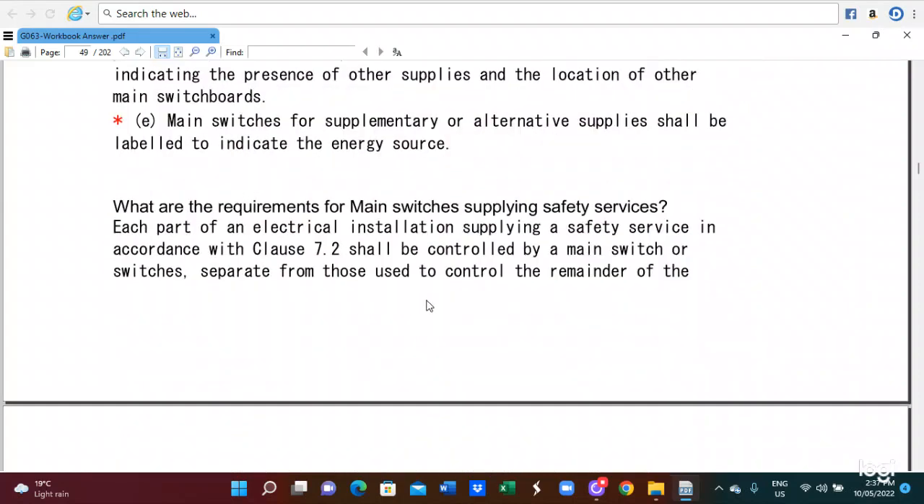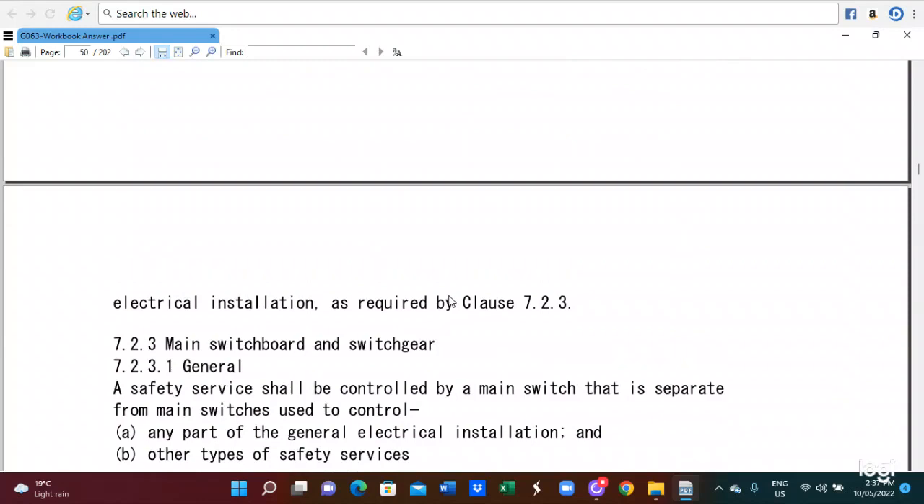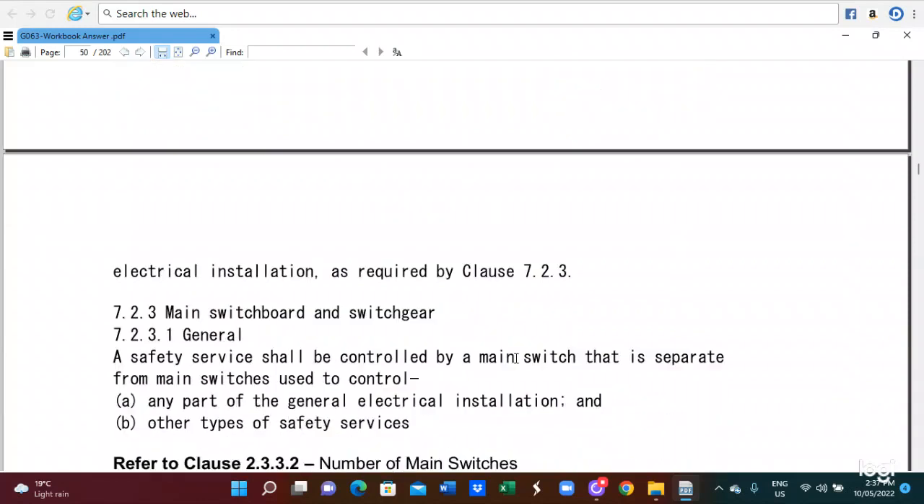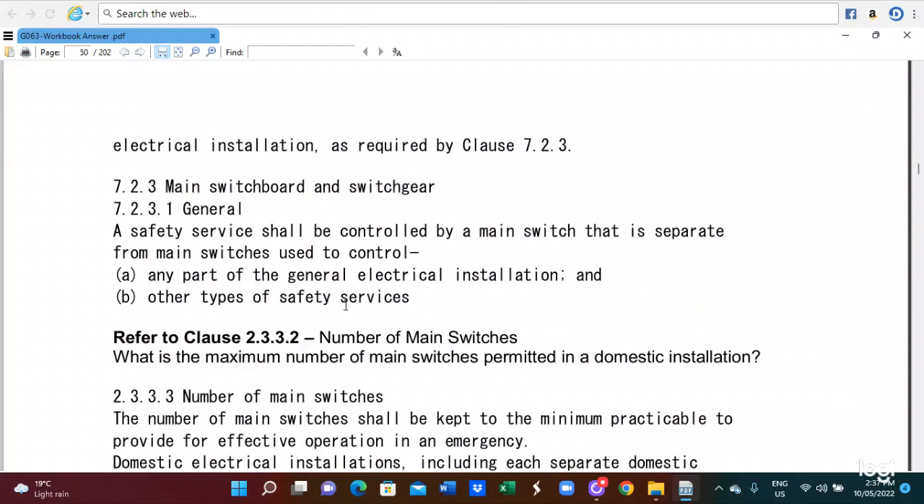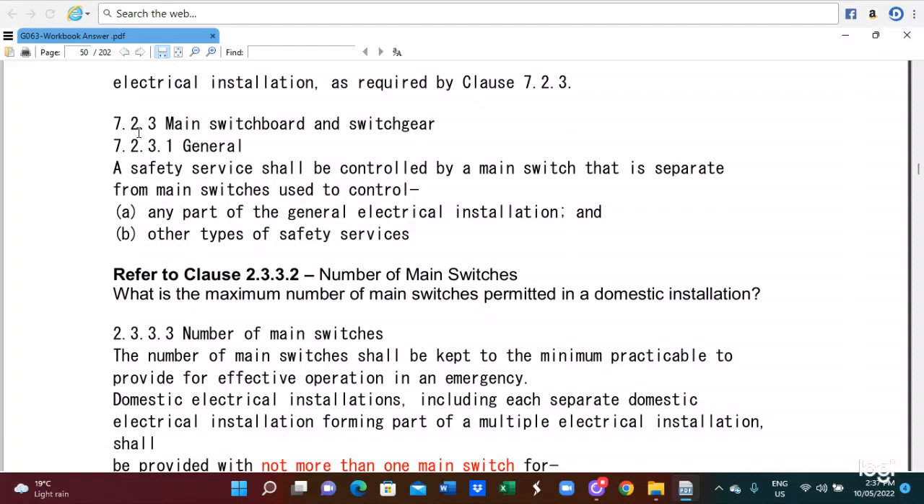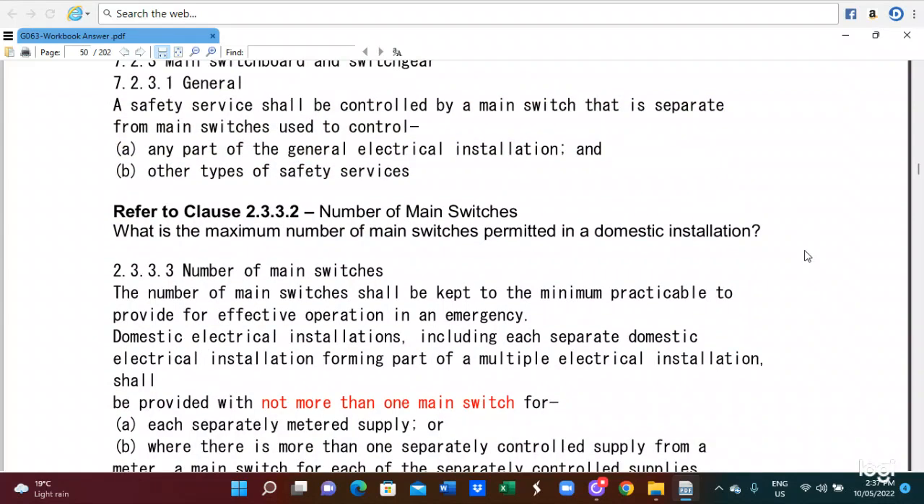How to install the main switch? You have to follow the standard, and also what is required by clause 7.2.3, which mentions the main switchboard or the switchgear. 7.2.3.1 is the general information. These describe how the main switchboard needs to be controlled and what the important requirements are. Also in part 2 there is clause 2.3.3.2, number of main switches.